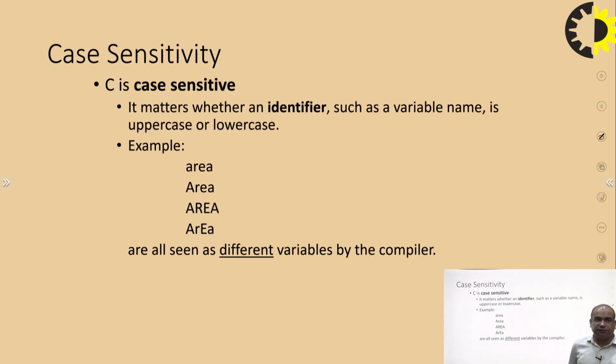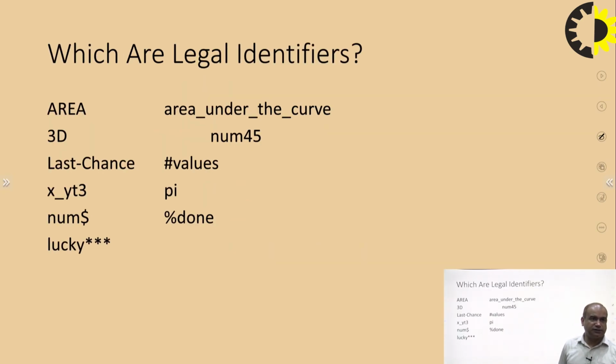Next, case sensitivity. C is case sensitive. It matters whether an identifier such as a variable name is uppercase or lowercase. Both are different. They have different meanings. All of them are different from each other. All are seen as different variables by the compiler. Still, the name is area, but their value is different in C.